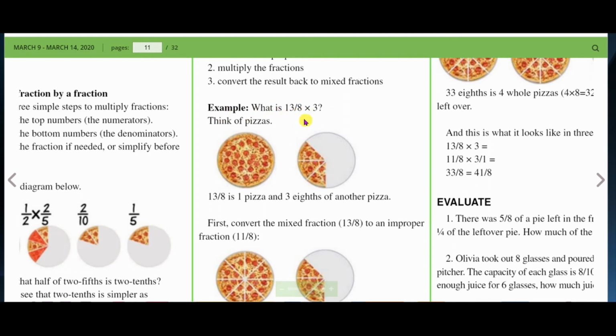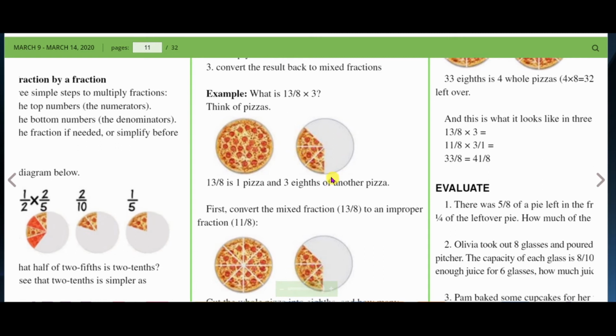Now think of pizzas. So here we have a whole pizza and we have 1, 2, 3 here. So this would be our 1 whole and 3/8. Now 1 3/8 is a pizza and 3/8 of another pizza. So here we have the whole pizza and then 3 slices from the next one.